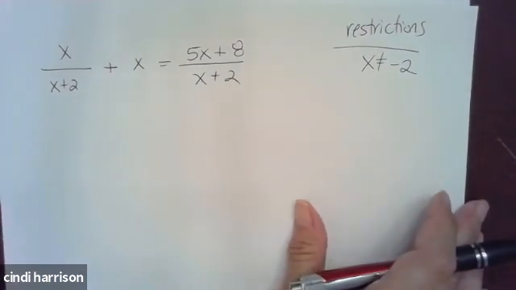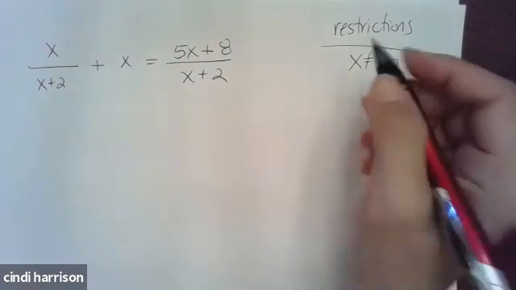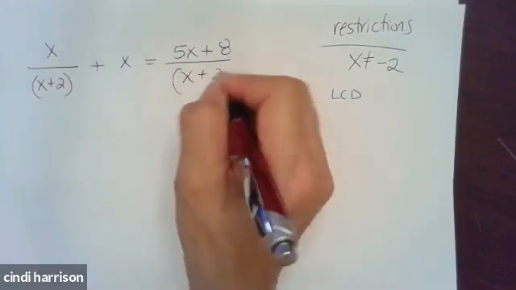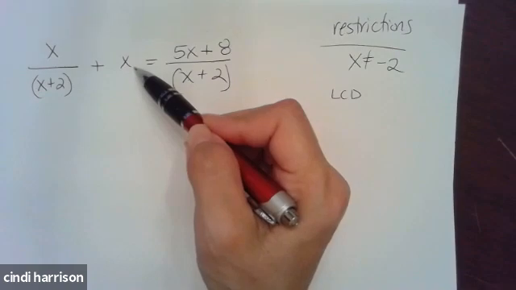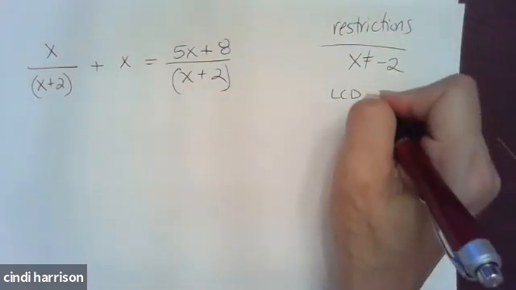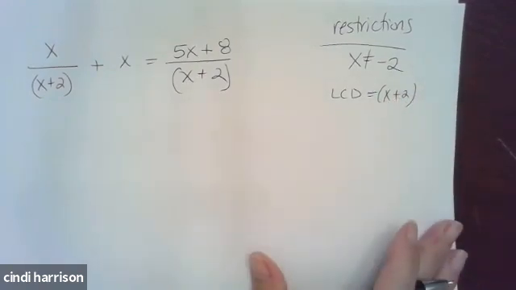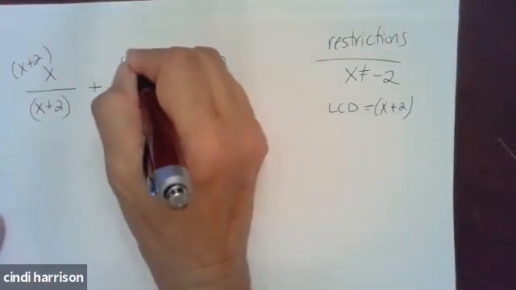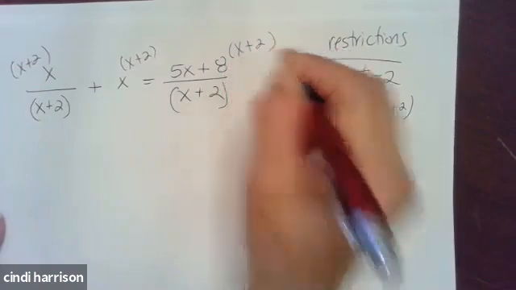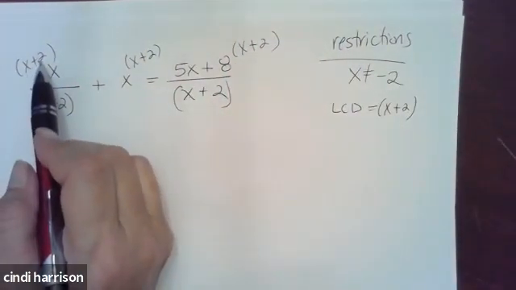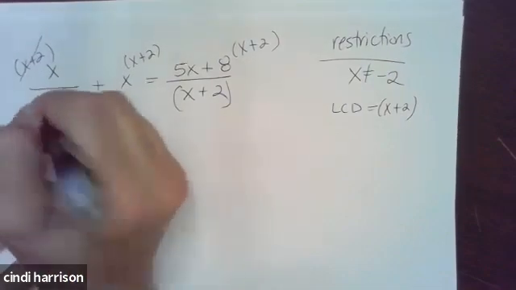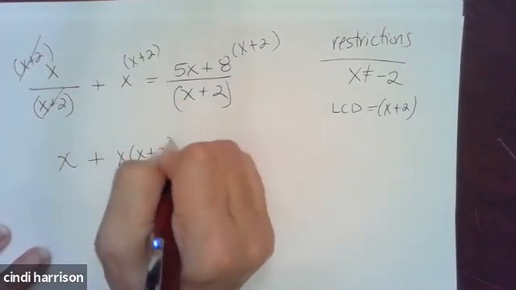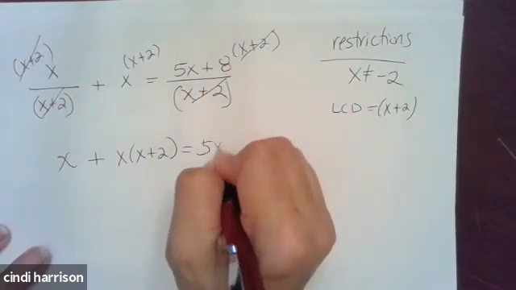Next, we're going to multiply by the LCD. So the LCD has to have a factor of x plus 2. That's the only one, right? X is not in the denominator. So the only denominator is x plus 2. So it just has that one factor. So I'm going to multiply every term by x plus 2. So when I multiply by the x plus 2 here and divide by x plus 2, those cancel, leaving x. Here there's nothing to cancel, so we're just multiplying. And here, those cancel, leaving 5x plus 8.